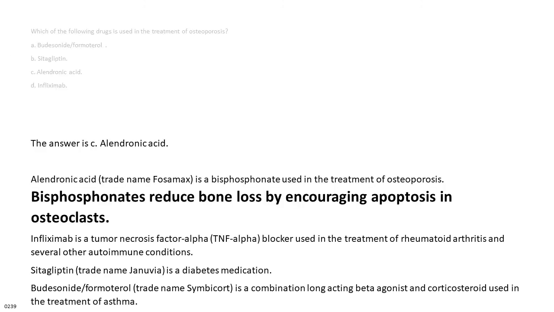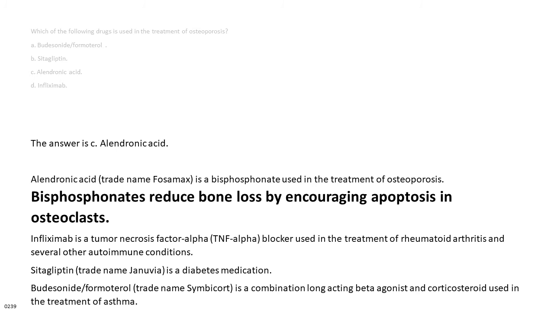The answer is C. Alendronic acid. Alendronic acid, trade name Fosamax, is a bisphosphonate used in the treatment of osteoporosis. Bisphosphonates reduce bone loss by encouraging apoptosis in osteoclasts.